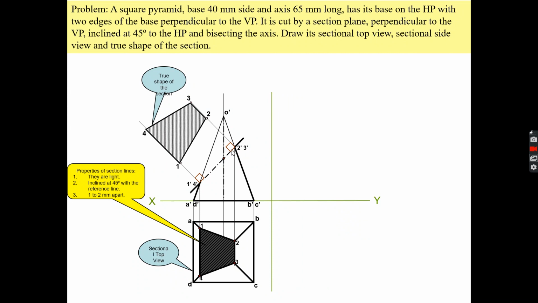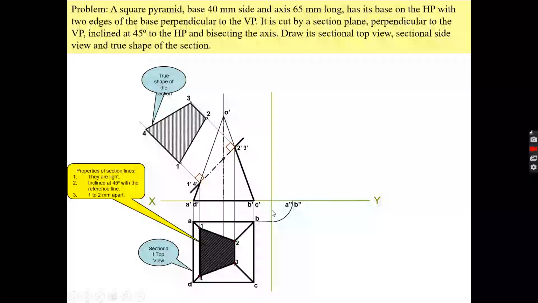You have to draw the projectors. Okay, from each and every point you have to draw the projectors. Similarly, from the top view also you have to draw the projectors. Okay, so here it is drawn. Okay, after drawing the projectors from the top view, you have to make a line at 45 degrees, or you can cut the arc taking this point as a center, and this is your radius.